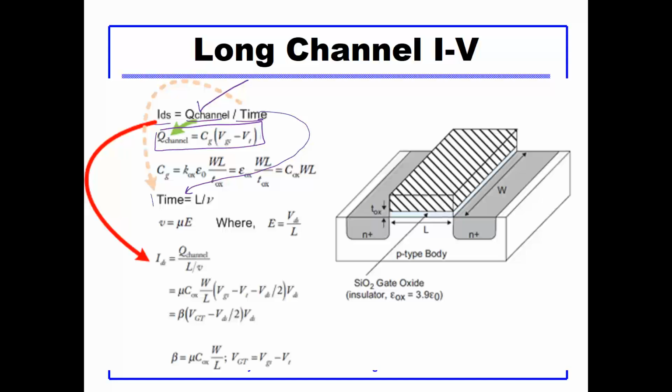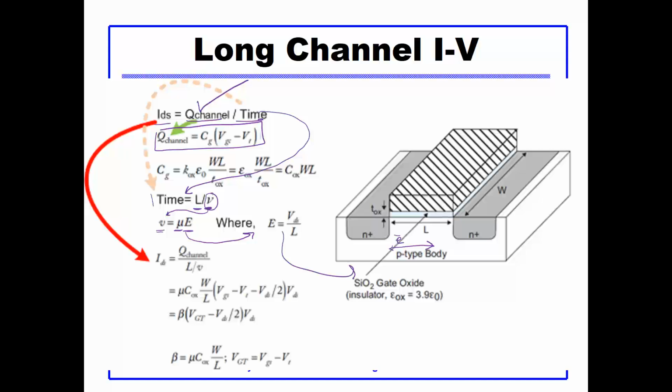So the time for an electron to cross the channel equals what? The length of the channel over the average velocity of the electron. The length of the channel is L, we know that. But what's the average velocity of the electron? The speed of the electron equals the mobility of the electron times the lateral electrical field. The lateral electrical field is VDS, the voltage between the drain and the source, divided by the length of the channel.